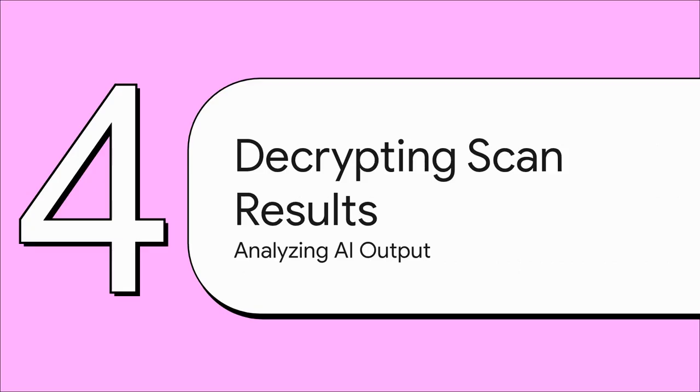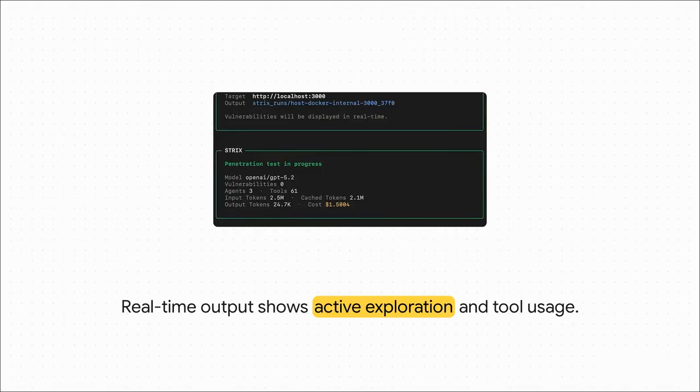Okay, Section 4, Decrypting the scan results. Let's see what happens next. The real-time feedback you get here is just fascinating. The terminal starts showing Strix deploying multiple agents, like 3 agents in this specific run, utilizing over 60 different tools. They're collaborating, mapping endpoints, and attempting exploit paths. It's deep in the reconnaissance phase, actively probing the app exactly like a human red team would.